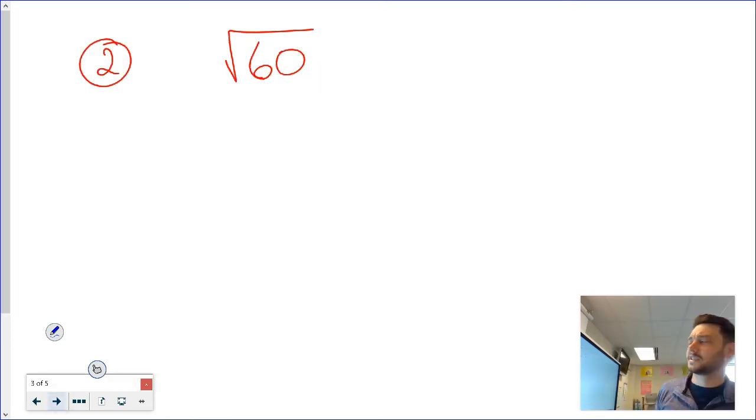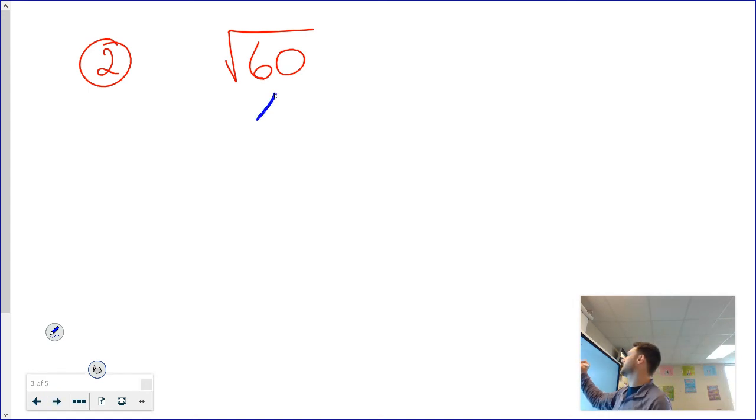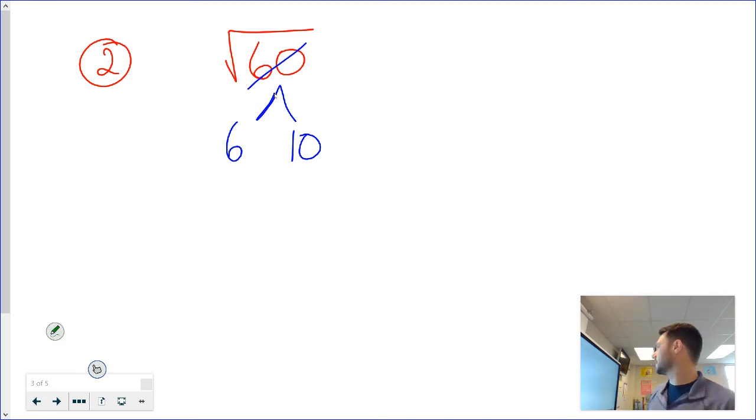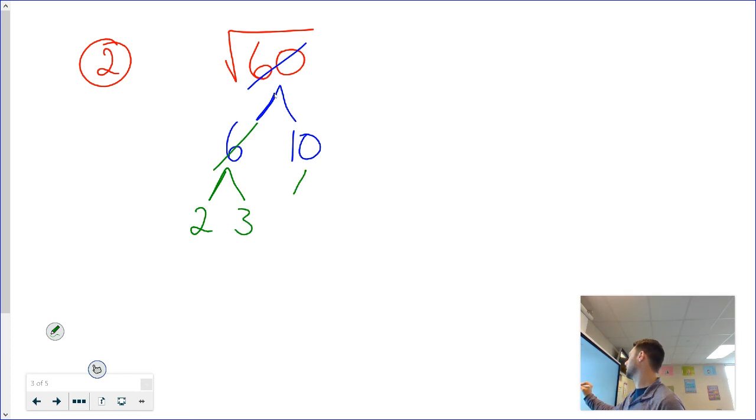Well, you can once again break them down however you want. 60. What goes into 60? I don't know. There's a lot of stuff. 2's and 4's and 6's and 10's, and pick whatever you want. It doesn't matter what numbers you pick. I'll pick 6 and 10. Boom, cross out once you use it. All right. We're going to break 6 into 2 times 3. 10 breaks into 2 times 5. Cross it off.